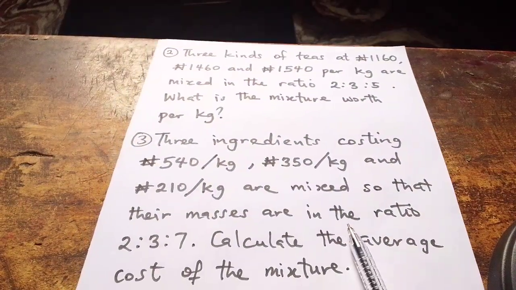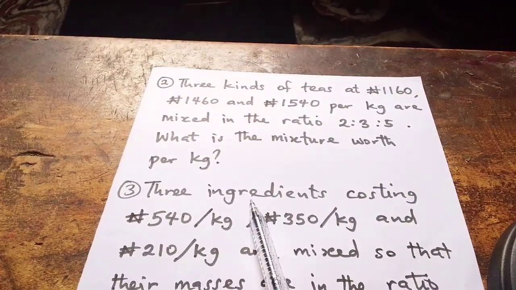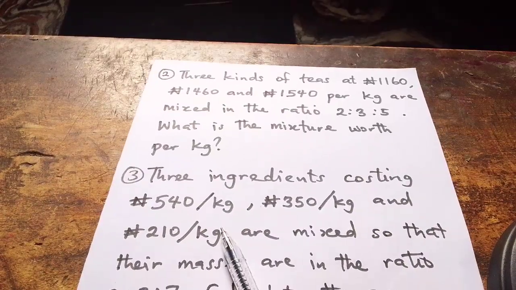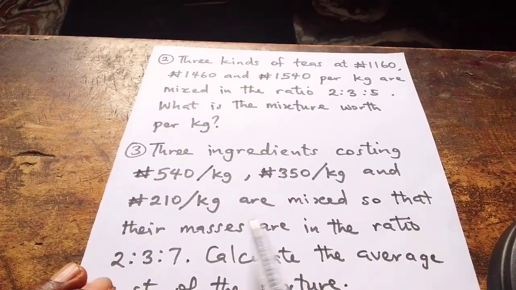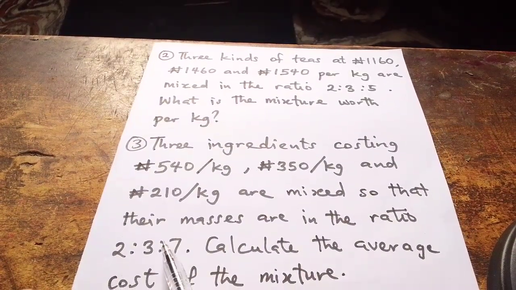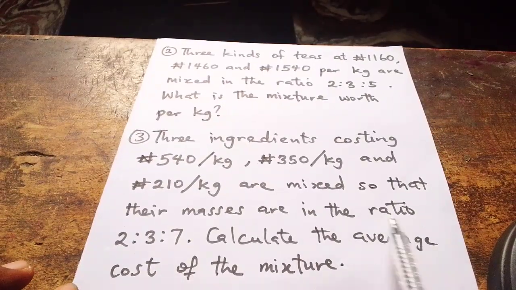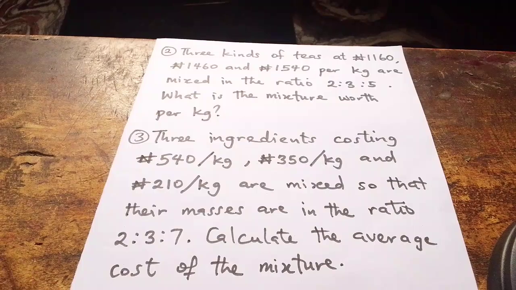Number 3, 3 ingredients costing 540 naira per kilogram, 350 naira per kilogram and 210 naira per kilogram are mixed so that their masses are in the ratio 2:3:7. Calculate the average cost of the mixture.